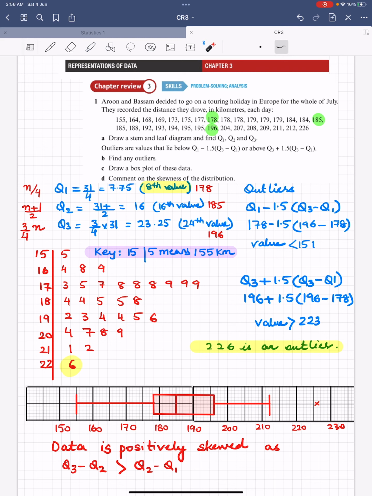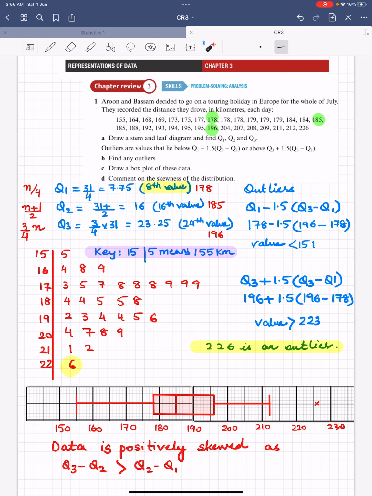So, first we need to draw a stem and leaf diagram. As we can see, the data here is already given in ascending order. So, that is taken care of. All we need to do is to define a key and write the data in the form of a stem and leaf diagram. So here 15/5 means 155 kilometers, and we put the data in ascending order as it is already given, and this is our stem and leaf diagram.